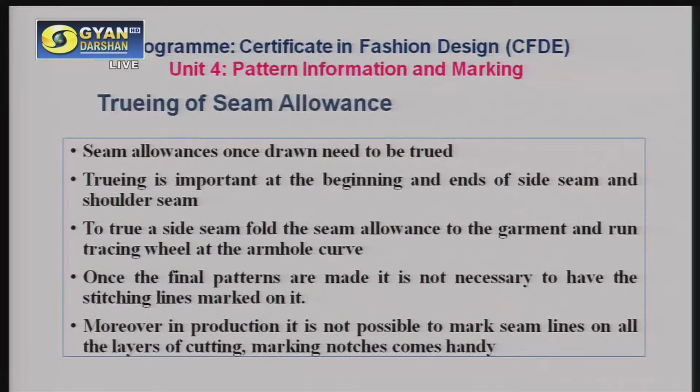Moreover, in production it is not possible to mark the seam lines on all the layers of the cutting. Marking notches is commonly handy. It is not possible to mark the seam allowance, cutting or stitching line on every layer of the fabric. So one of the markings we do is the notches, or notching. It is a symbol that tells the person who is going to construct that from this particular point we have to cut or stitch the fabric. So this is about the truing of seam allowance.